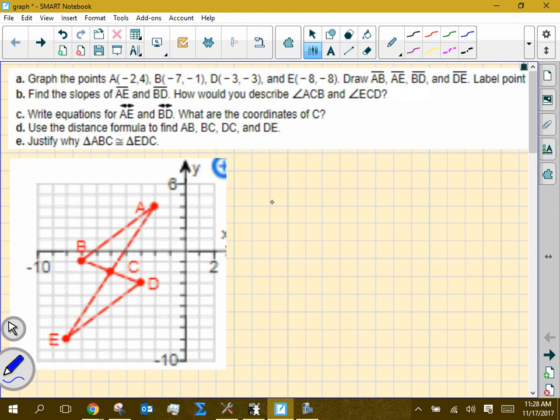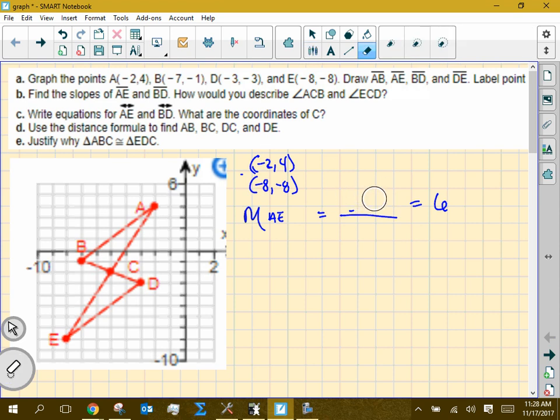So the first thing says find the slopes of AE and BD. So I'm going to find the slope of AE first. So slope AE, and that's using (-2, 4) and (-8, -8). Okay, I like to stack my points. We talked about this before, so I can do that subtraction a little bit easier. -2 minus -8. What's -2 minus -8? It is 6. Good. And I did that wrong, right? Top is y2 minus y1. Bottom is x2 minus x1. So -2 minus -8 should be on the bottom. And then the 4 minus -8 should give me what? 12. So 12 over 6 reduces to 2.